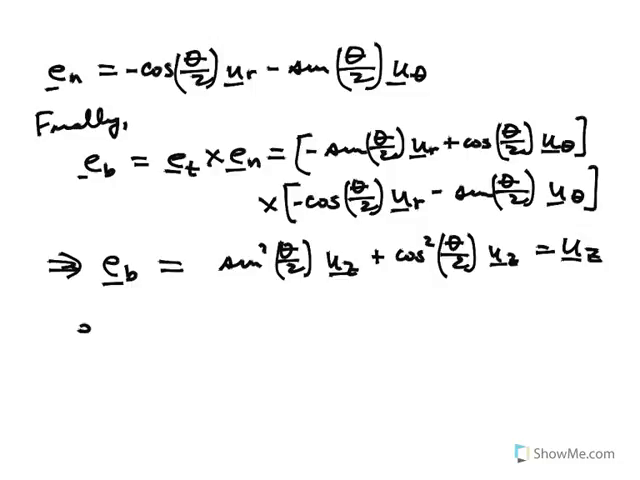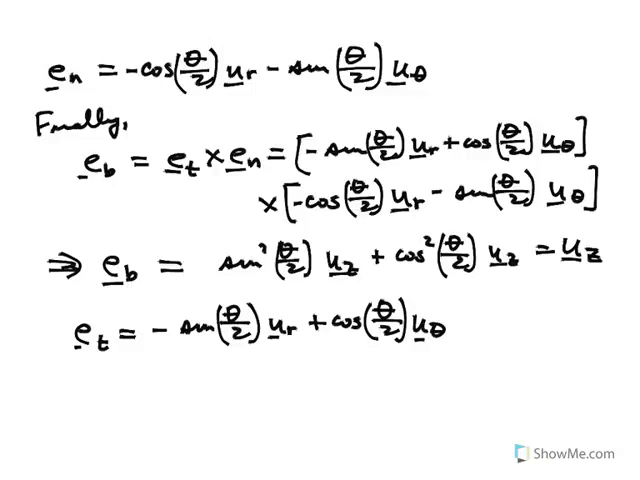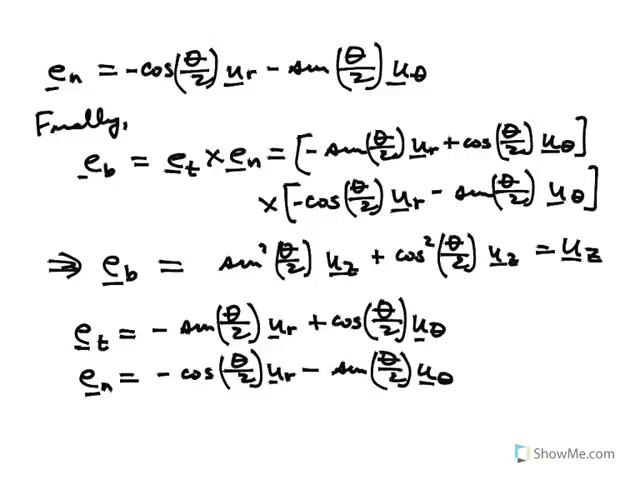So my tangent vector is equal to minus the sine of theta over 2 times ur plus the cosine of theta over 2 times u sub theta. The normal vector to the track is equal to minus the cosine of theta over 2 times ur minus the sine of theta over 2 times u sub theta, and then the principal unit binormal is equal to uz. So now we have everything that we need in order to be able to get the differential equation.